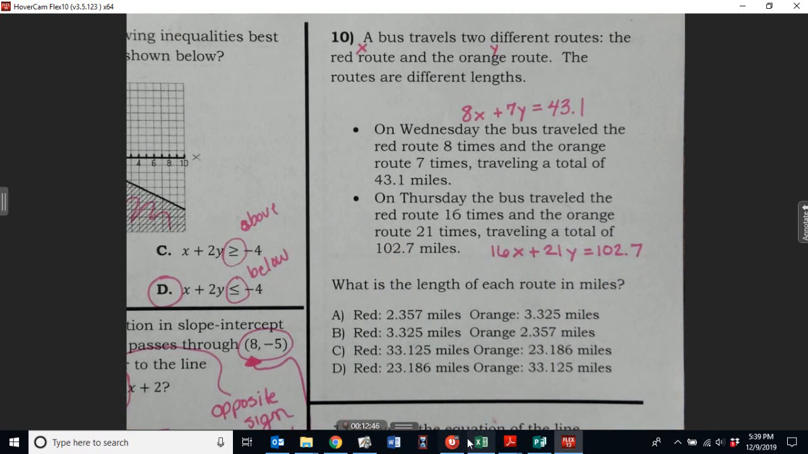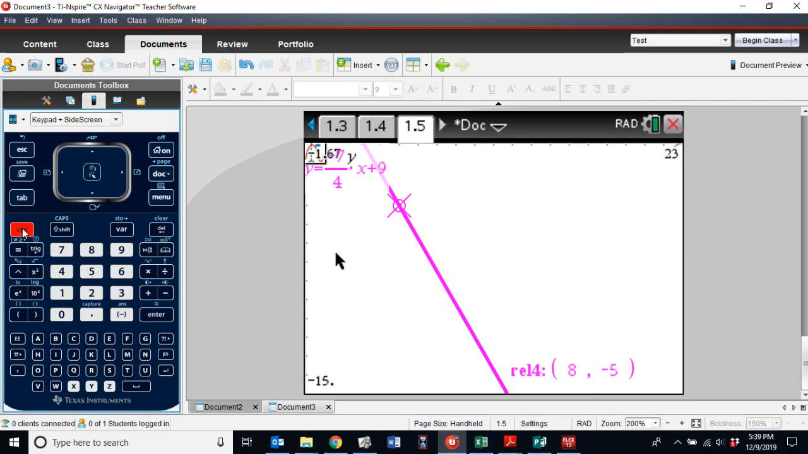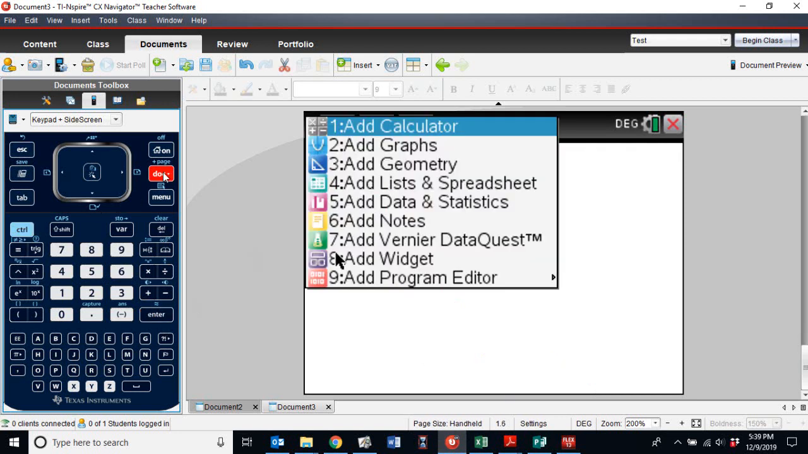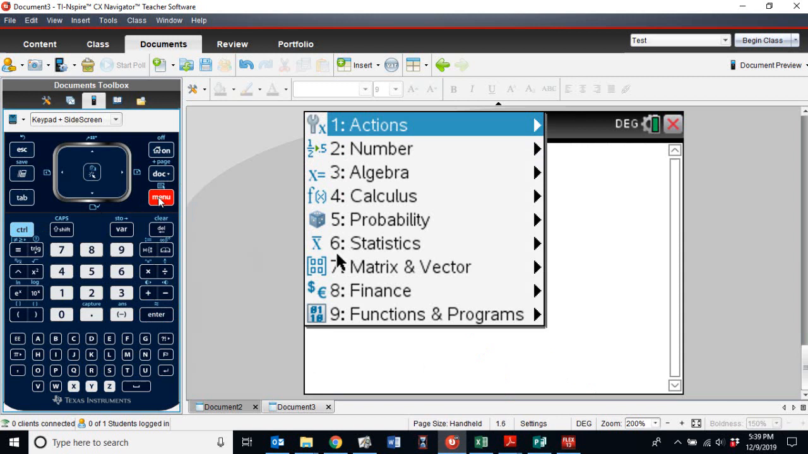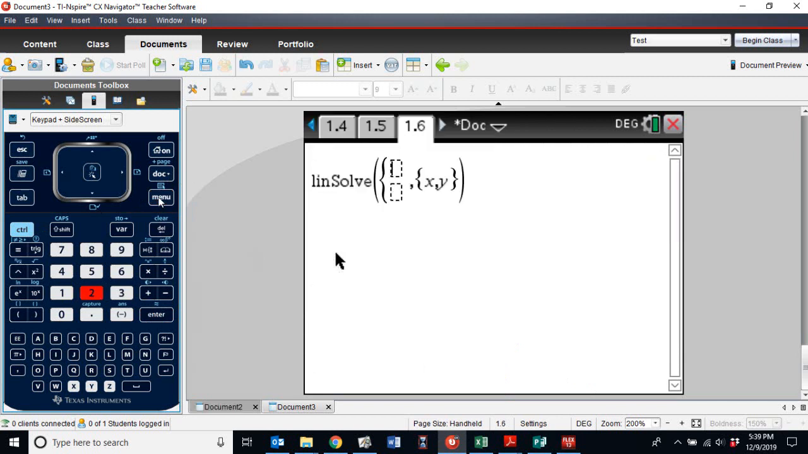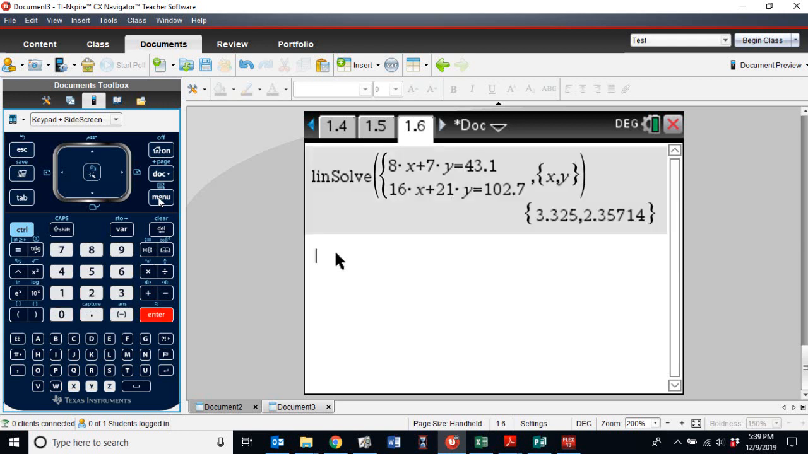So here's where you go to your calculator, and then we do menu 3-2, and we type in our equations. 8x + 7y = 43.1, and then 16x + 21y = 102.7. And so that is my answer, which matches up with letter B.